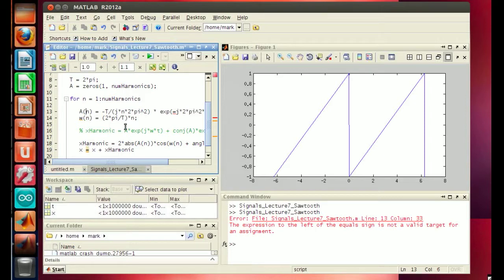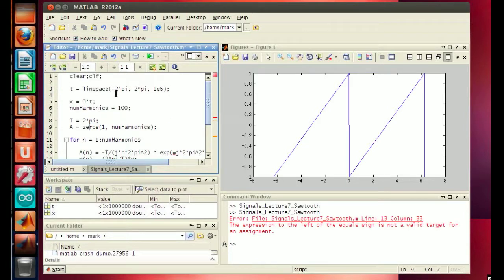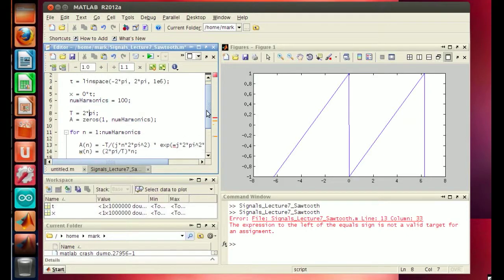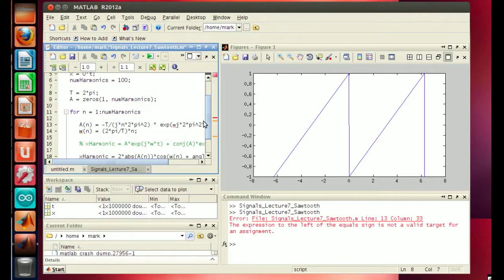All right. So I initialize x, and ultimately I'm going to want to look at maybe 100 harmonics. So now I'm just setting up a few things here. I'm going to say my period T is equal to 2 pi, this is from our original graph. And I'm going to initialize a to be a bunch of zeros, a 1 by 100 vector. A is your Fourier coefficient. That's what we solved for over there. So this is really a sub n.